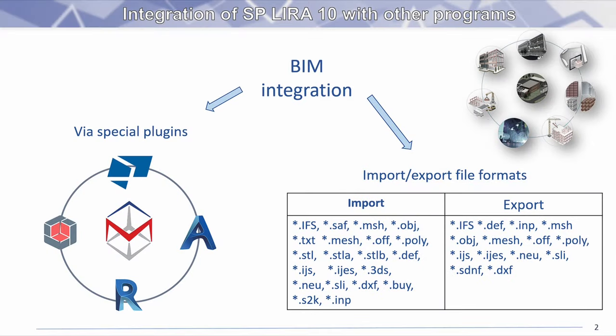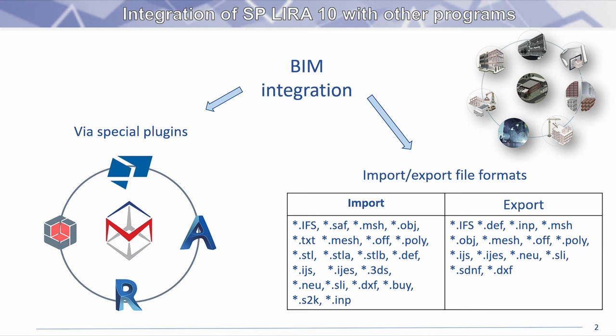Implementation of BIM, Building Information Model, technology in the field of construction design offers new opportunities for engineers and design companies. Wide capabilities of SP LIRA 10, integration with popular CAD systems such as Revit, AutoCAD, Tekla and others significantly increase design efficiency. Specialized models have been developed for some of these systems, which can transfer not only geometry, but also loads, material, cross-section, etc. Others are integrated with common formats such as IFC, SAF and others.